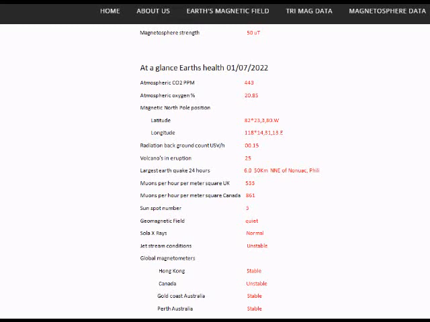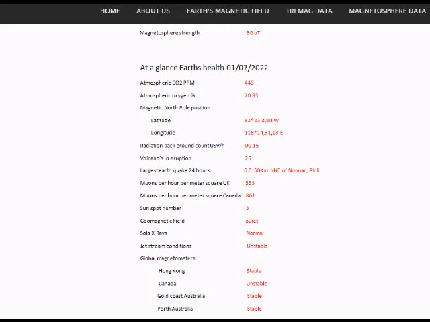Latest earthquake within the last 24 hours is 5.3, South Sandwich Island region. We've got the muons per square metre per hour here in the UK at 538, and in Canada at 746. Sunspot total today, on the date that we took the measurement, and that's at the top, is at 12, and the geomagnetic field is quiet at the moment, and the solar X-rays are normal.